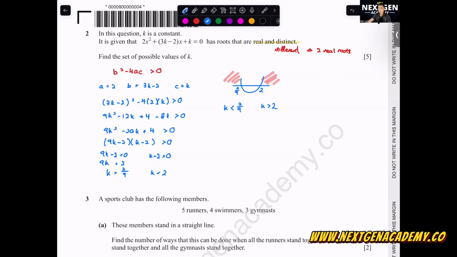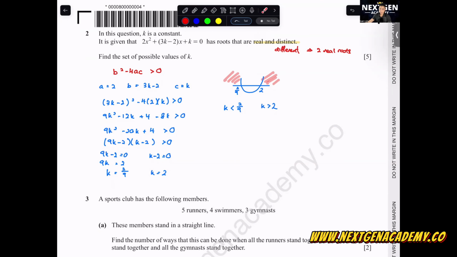No equal. I saw some of you wrote k less than or equals to 2 over 9 and k more than or equals to 2. That would be wrong. That one is only if they say has roots that are real. If they only use the word real, then you are using b squared minus 4ac more than or equals to 0. Got it? So there's a difference between real roots and real and distinct roots.